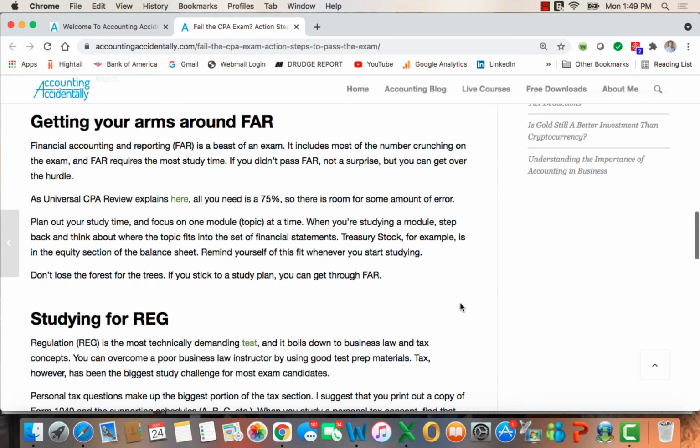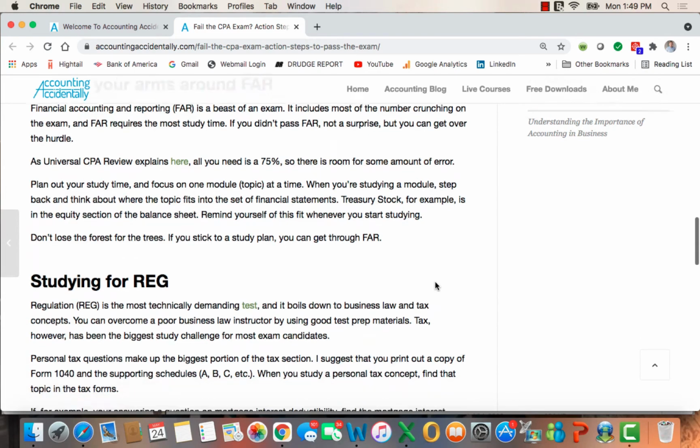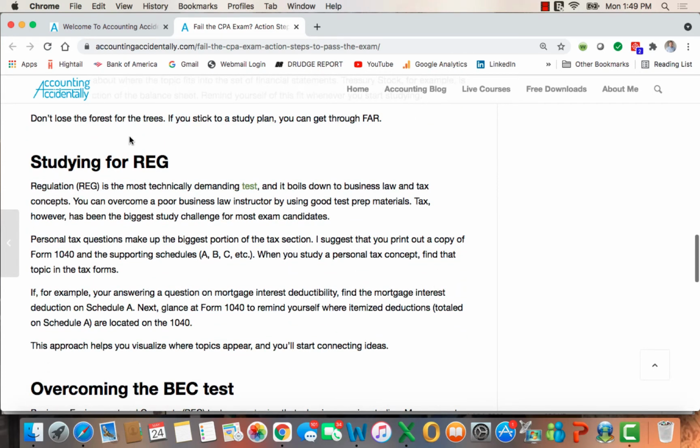So my suggestion here is plan out your study time, and focus on one module at a time. And when you're in a module, step back and think about how a particular topic fits into the set of financial statements. So for example, if you're studying treasury stock, that's in the equity section of the balance sheet. And if you can do that with each section as you study, you will start to get a picture of how things fit together. Don't lose the forest for the trees. Just take it one step at a time through FAR.